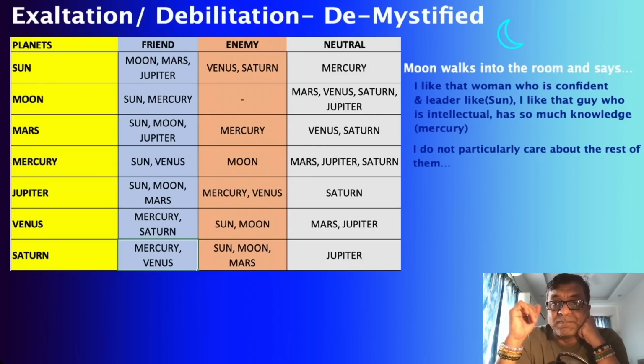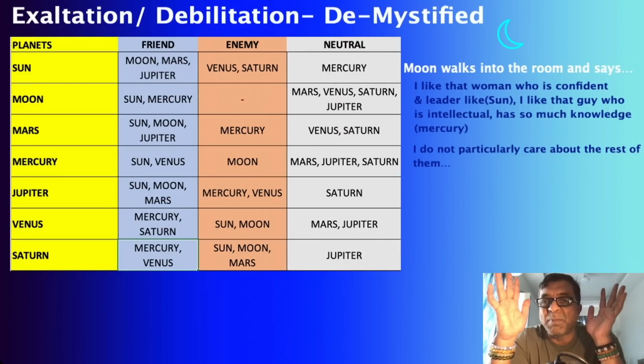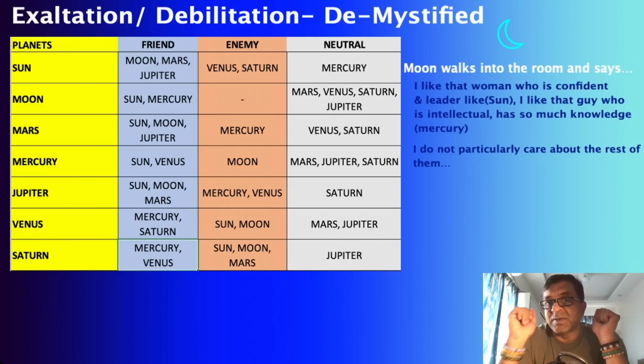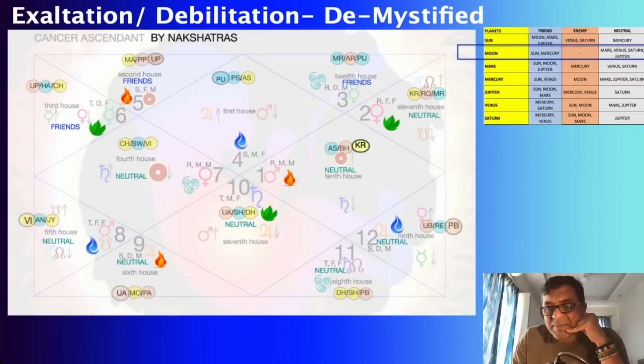So moon walks into a bar, into a room, and says, I like that woman who's confident and leader, like the sun. I like that guy who's intellectual and has so much knowledge, like Mercury. I do not particularly care about the rest of them. So moon is turned on in the ascendant by only the power of the sun, leader-like, and the one who is intellectual. Guess who this affects? The Cancer ascendant. Let's see.